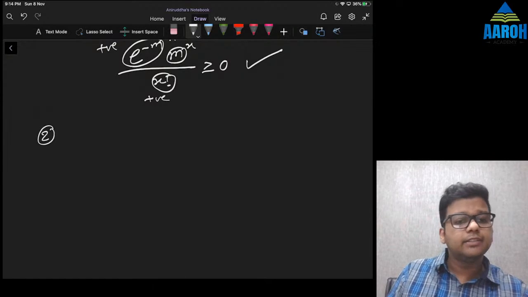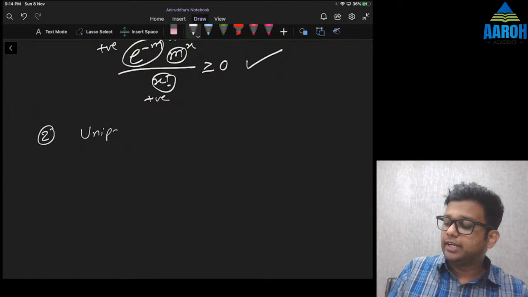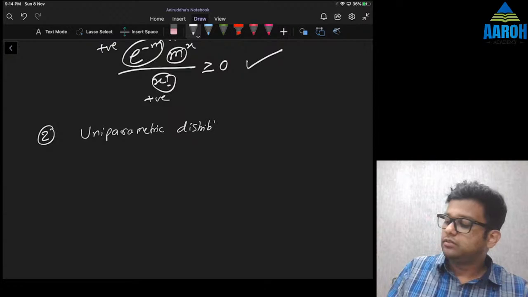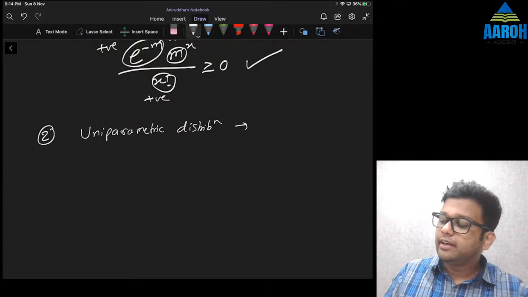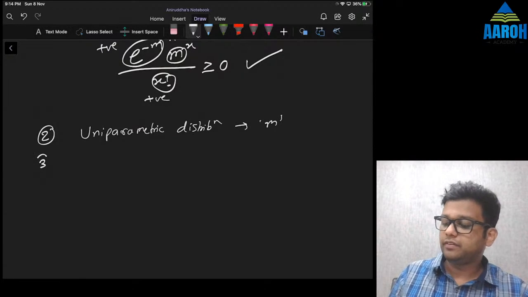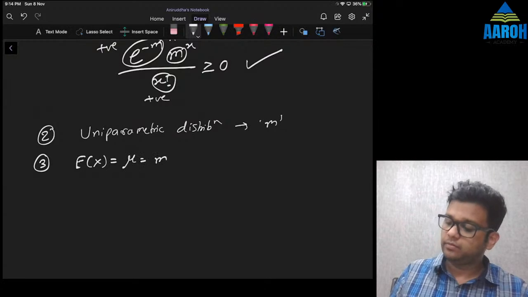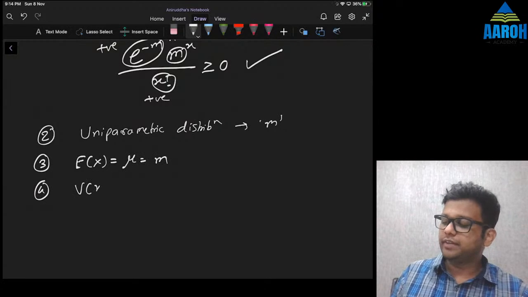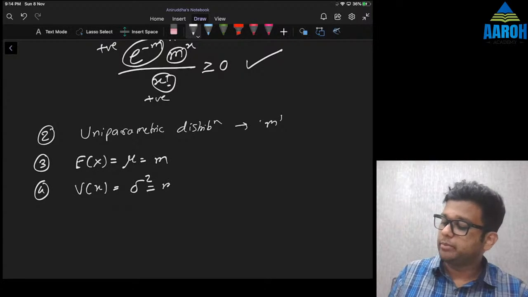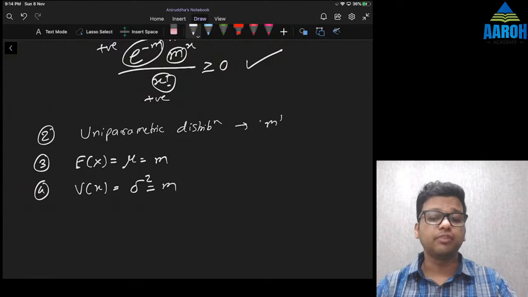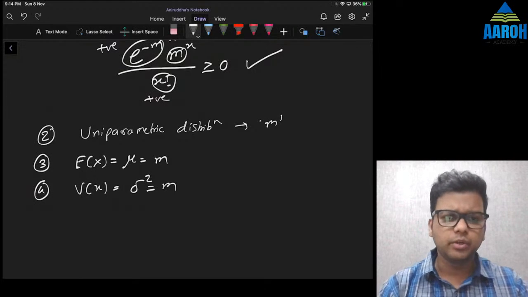Second property is that it has only one parameter, so it is called a uniparametric distribution, just like binomial is called a biparametric distribution. The parameter is only m, which is the average number of successes. And its mean is also very simple. Expected value of x, that is mu, is m, and variance of x, that is sigma square, is also m. So that is why Poisson distribution is relatively simpler than binomial distribution from an exam point of view, because to solve we don't have to remember much.